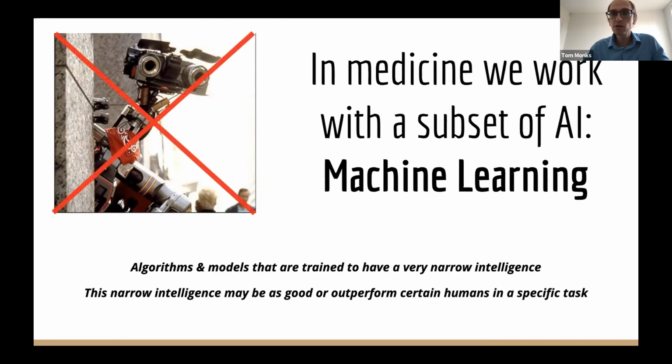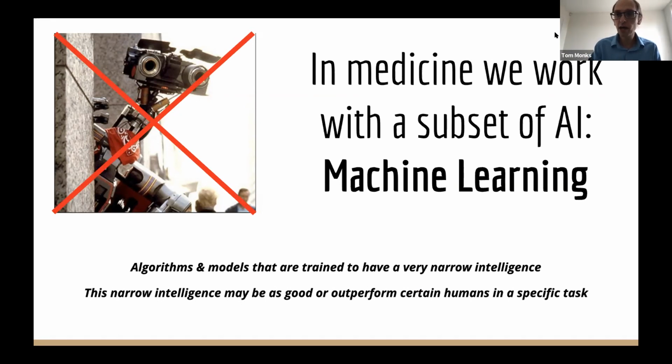So in medicine, we're really interested in a subset of AI called machine learning. And that's a very narrow type of intelligence. It's training algorithms to perform very specific tasks. And it will perform those tasks to a level of performance that may be similar to and better than some humans, and may even be as good as experts within the field.